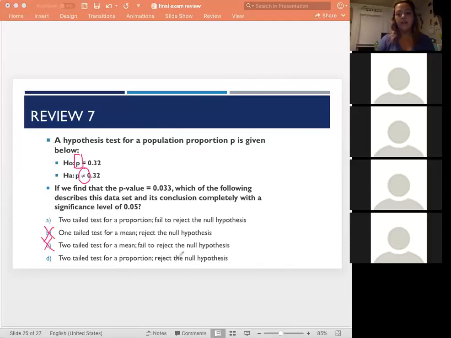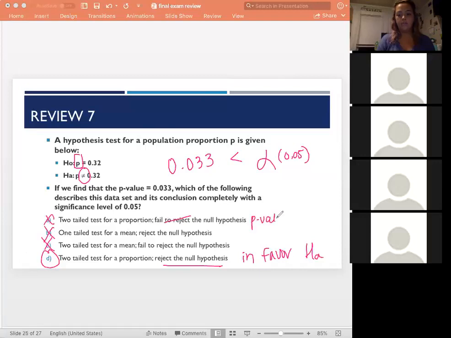And then based upon this p-value, our p-value here, 0.033, is going to be less than alpha, which is 0.05, so 5%. So we are going to be able to reject the null hypothesis, in favor of our alternative hypothesis. So the answer is D there, because we wouldn't fail to reject. That would be if our p-value was greater than alpha. Good job.